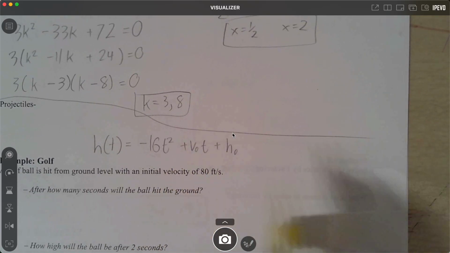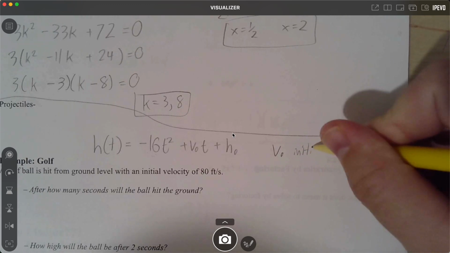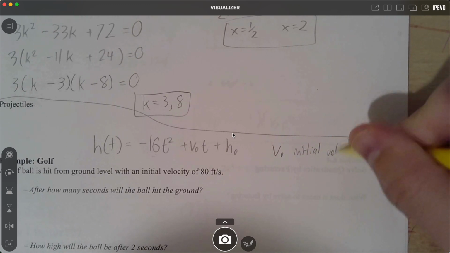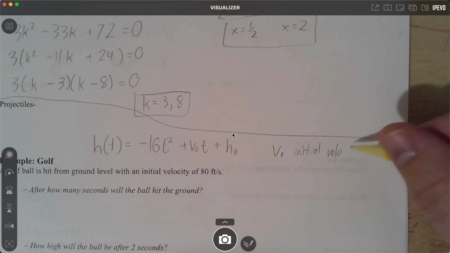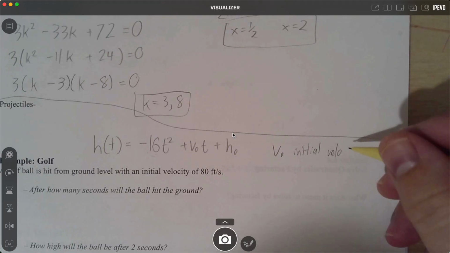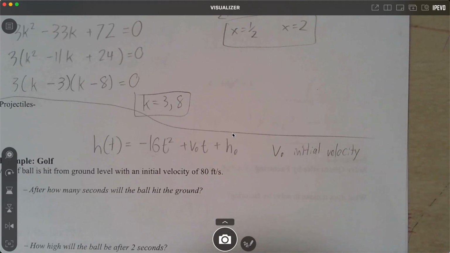Now, what are your variables? Well, V0 is your initial velocity. How much force are you applying upward when you throw the object? Or are you trying to make it go downward even faster and putting some negative pressure on it? Are you throwing it down or throwing it up?